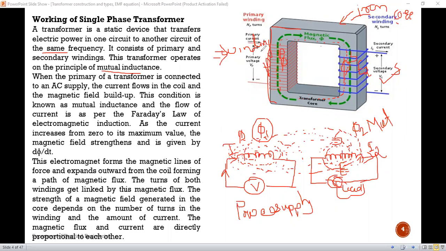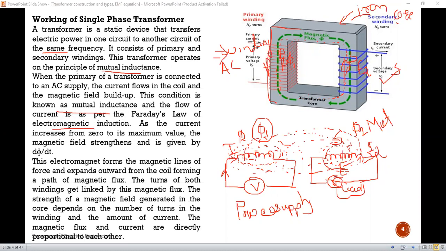When this primary coil is connected to the AC supply, the current flows in the coil and a magnetic field builds up. It will build up a magnetic field, that is flux. Suppose it builds up a flux phi1. This condition is known as mutual inductance, and the flow of current is as per Faraday's law of electromagnetic induction.